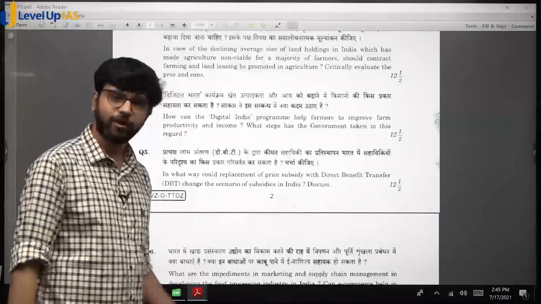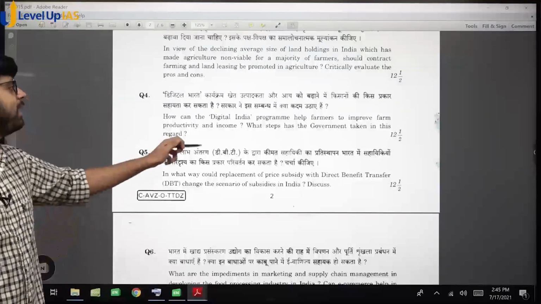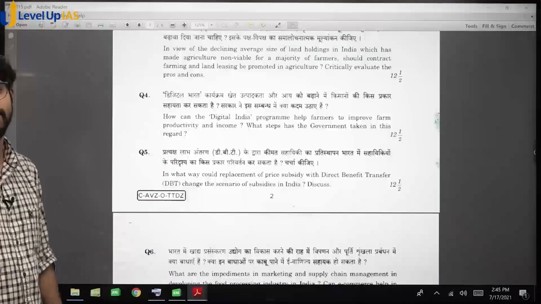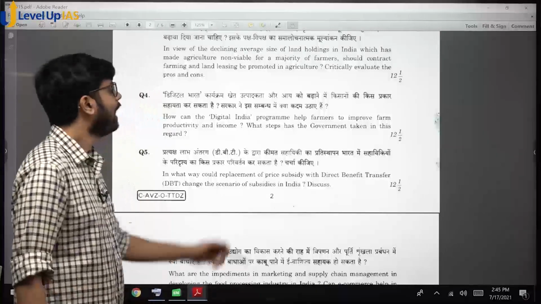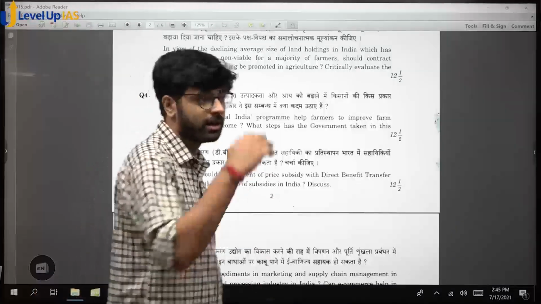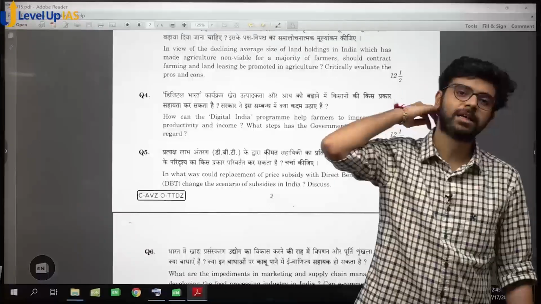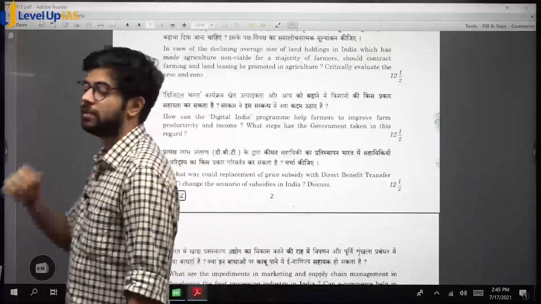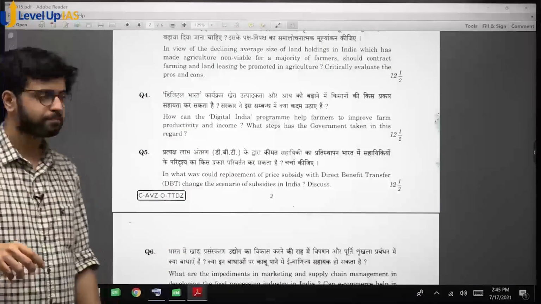So, e-technology in the aid of farmers, they have asked two things. How does Digital India help improve farm productivity? One. And income? Second. So, don't club them and don't write generic answers. And then what steps has the government taken in this regard? So, you have to know about Digital India. Yes or no, you have to know about Digital India. Sir, how to know about Digital India? Science and Tech. It's a scheme for connectivity. It's science and tech, IT space, computers, etc. Digital India comes in IT.